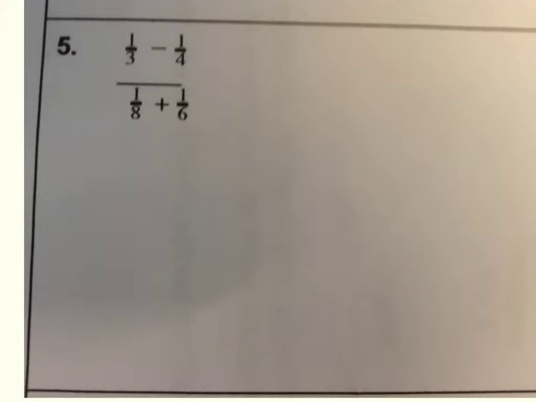Here's number 5 on our order of operations with rational numbers. I'm going to be giving away how Mrs. K would do it. If you decided to do this with decimals instead of fractions, that is completely fine too, but I'm going to just show you how I do it with fractions.